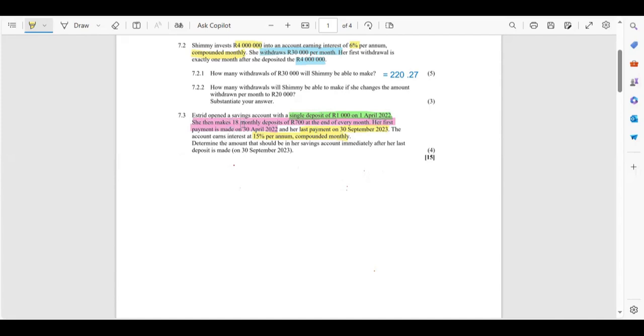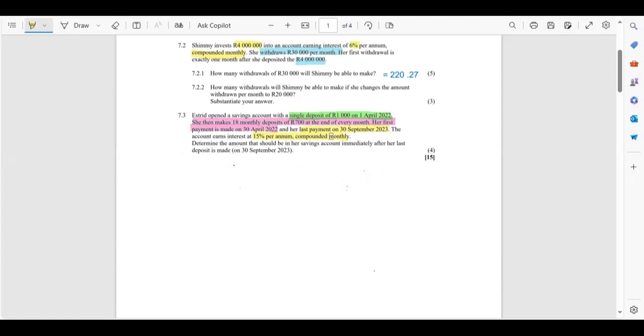And how many are those monthly deposits? 18, right? Meaning that for every month up until the 18th month, she made a deposit of 700, right? Now, her first payment was made on 30th April 2022, and her last payment was made on 30 September 2023. Now, this is the interest that the account is adding.